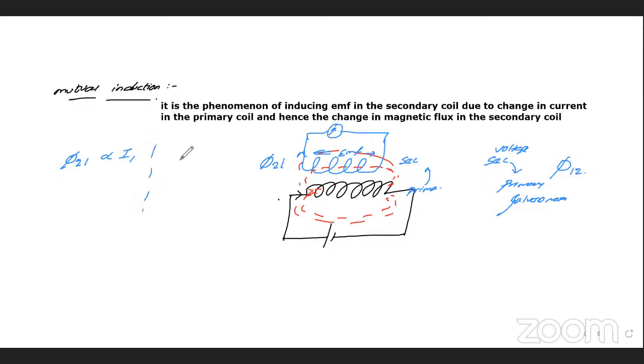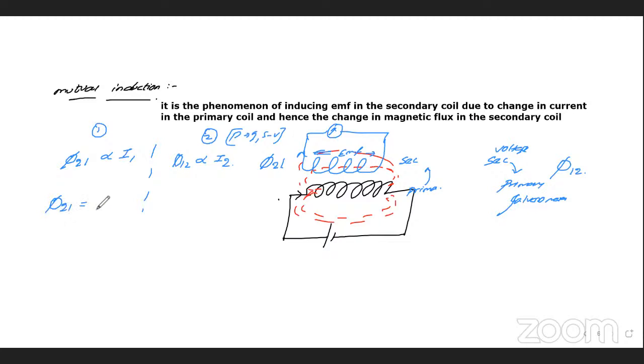The same thing, so flux phi 1 2 is directly proportional to your current I2. So this is the first case, this is the second case. Here the primary has a galvanometer connected, and the secondary has a voltage. Remember this relation. Now both are proportional to each other. What will happen when I equate them?